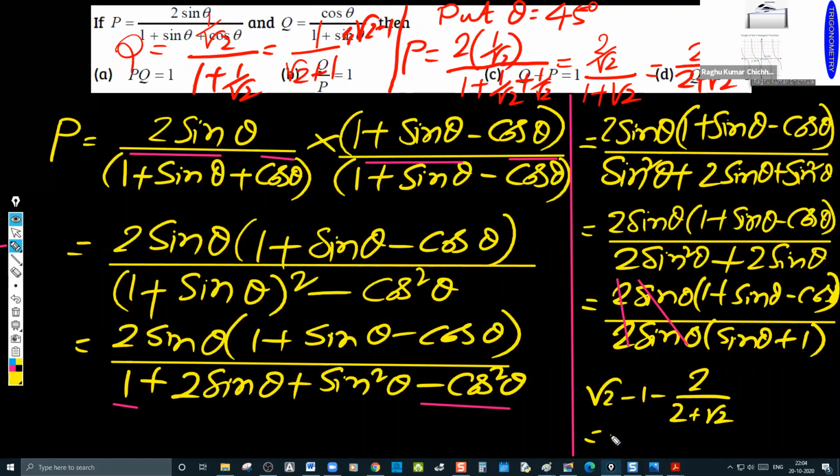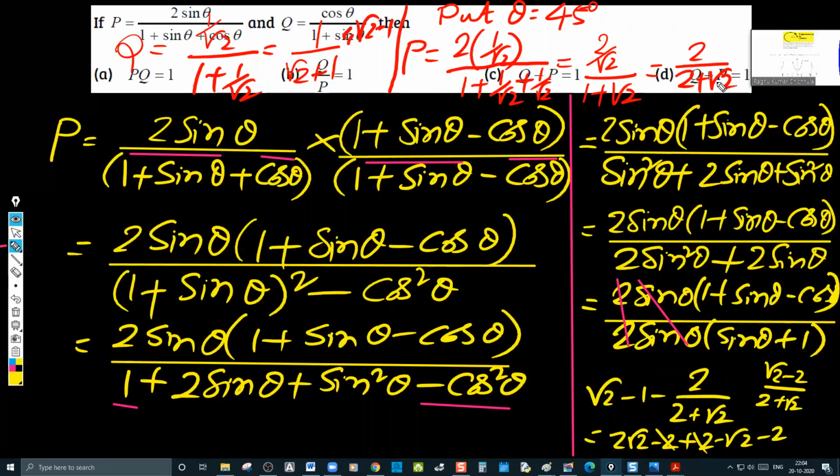2 root 2 minus 2 and minus plus 2 minus root 2 minus 2 divided by 2 plus root 2. What are the terms getting cancelled here? Just see this. The 2 is getting cancelled, and 2 root 2 minus root 2, root 2 minus 2 by 2 plus root 2. It is not 1 either. So similarly, Q plus P we need. Q plus P means these are to be added. Then what happens? You will get plus here.